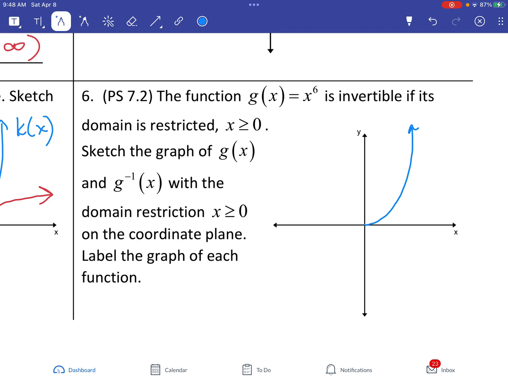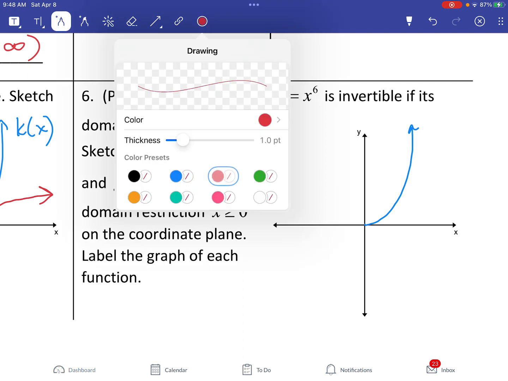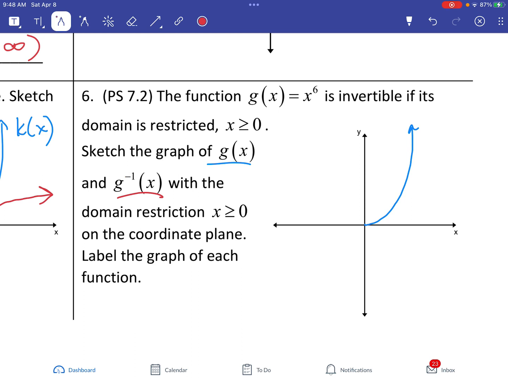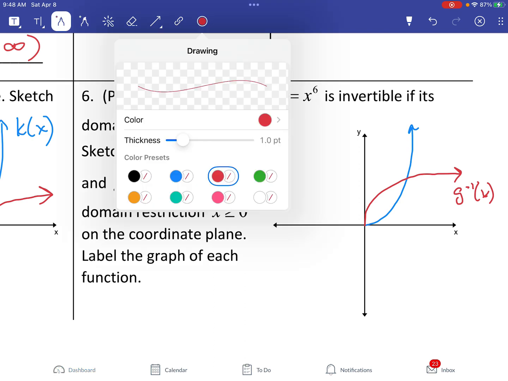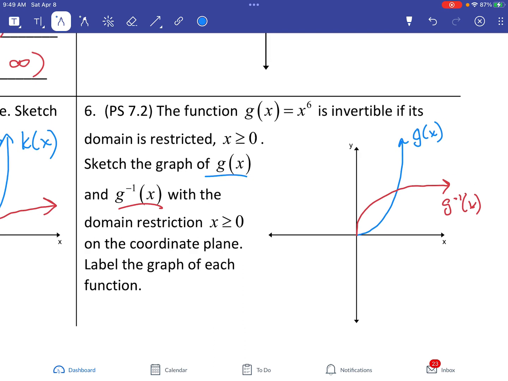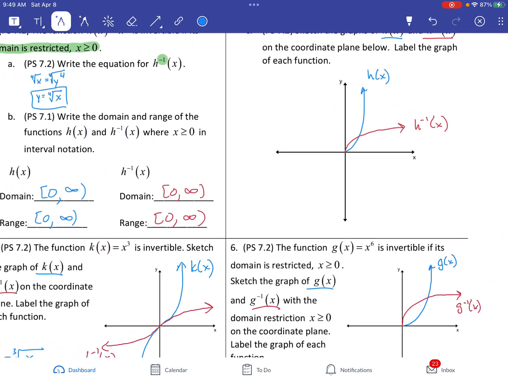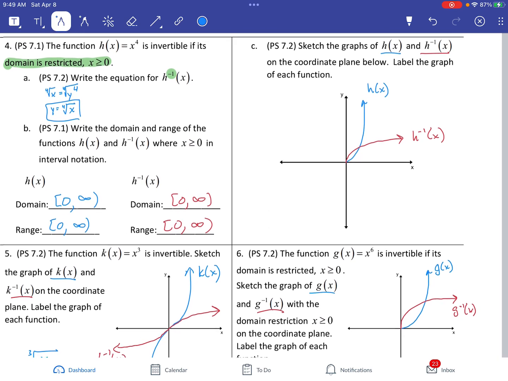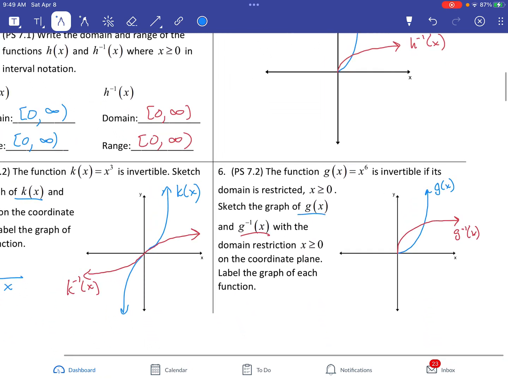All right, that's the regular g of x. And I'll do the other one in red. So the g prime is going to look like this. All right, oh, forgot to label the first one. And there we go. That's what the graph should look like. Notice all the even degree functions, their graphs look pretty much similar. All right, so we saw that in part C of number 4 and question number 6.